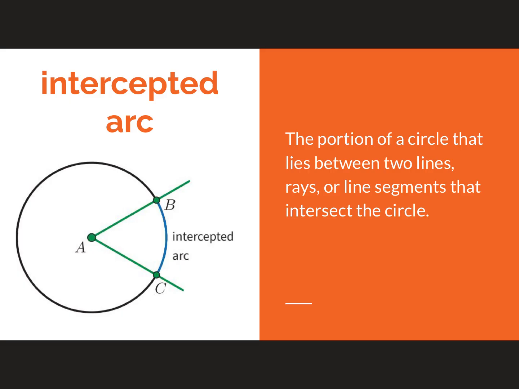And finally, we have what is called an intercepted arc. So this is the portion of a circle, the arc of the circle, that lies between two lines, rays, or line segments that intersect the circle. So it is the area in between. Ooh, that was really bad. The area in between those two lines is an intercepted arc. It is what is intercepted by the lines.